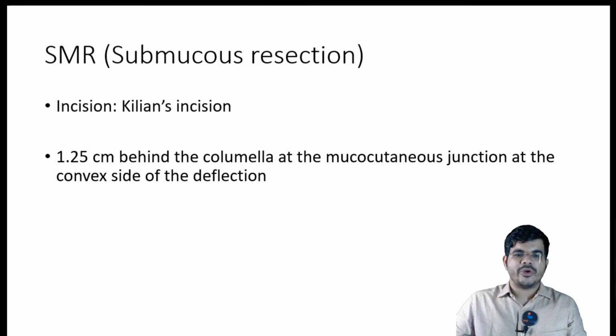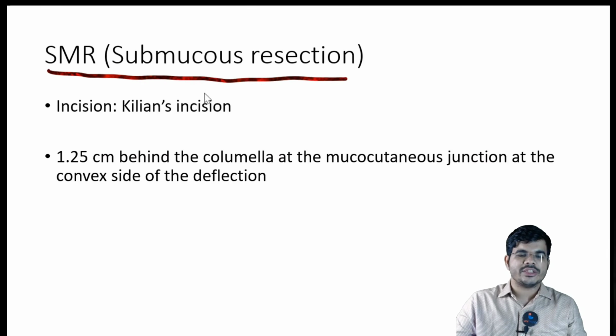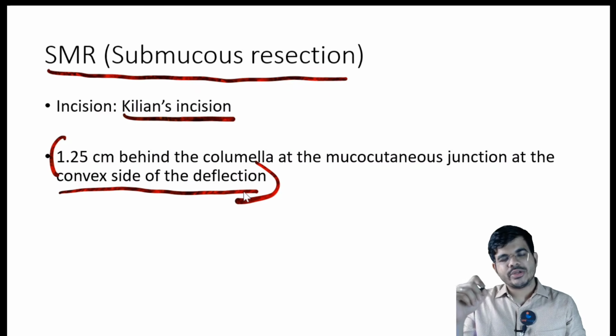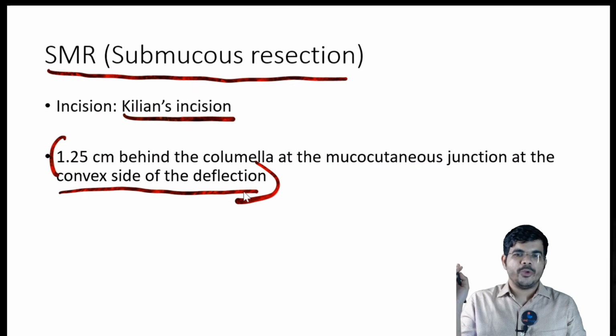Now what is being done in submucous resection? First of all, you are putting an incision. The incision is known as Killian's incision. It is important that you know the name of the incision. It's Killian's incision, and it is put 1.25 centimeter behind the columella at the mucocutaneous junction, on the convex side of the deflection. Again, this is not something which you always stick on to.